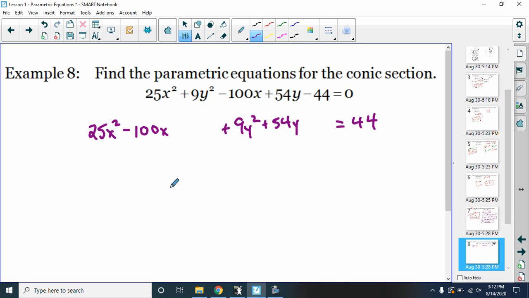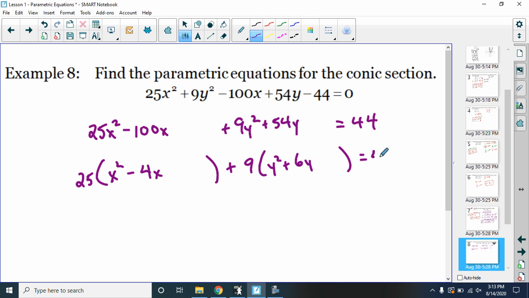We want to write this as something squared, so we're going to need to complete the square. But before you do that, to complete the square, a has to be 1. So we first want to factor out the 25. Factor out the 9. Now we can complete the square. To complete the square, we need to take the b value, divide by 2, gives us -2, and then square it.